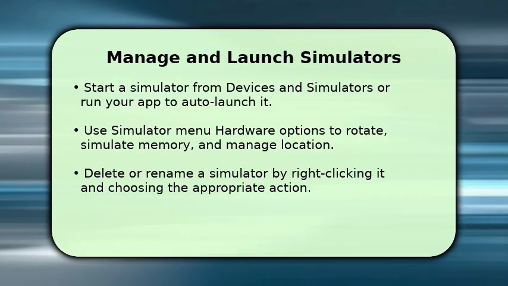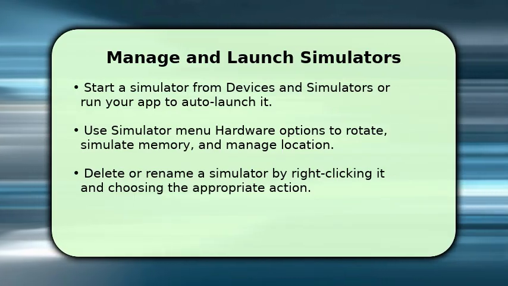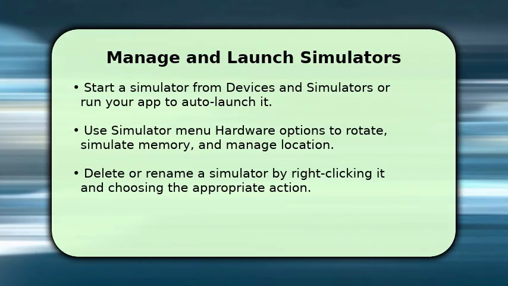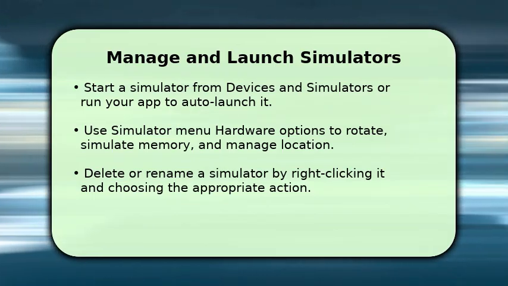Alternatively, start the simulator manually from the Devices and Simulators window by selecting it and clicking the play button. Use the Simulator App Hardware menu to rotate the device, simulate memory warnings, and set a custom location for testing GPS. Right-click any simulator in the list to rename or delete it, and remove obsolete devices to keep your environment tidy and efficient for development.